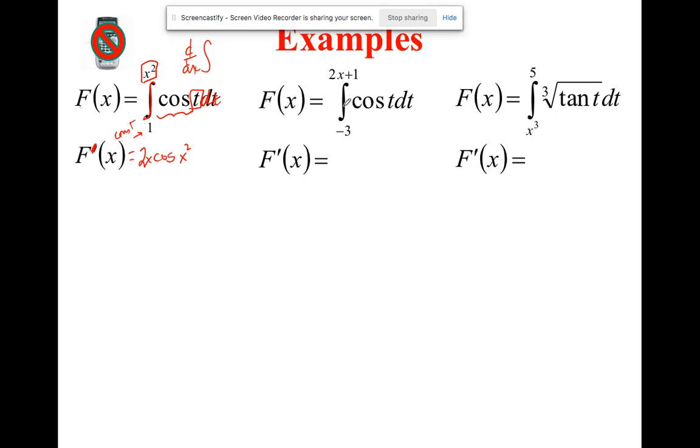Here's capital F as an accumulator. You want to take the derivative of an accumulator, so a derivative of an antiderivative. I've got a constant down here. I'm going to have to chain rule this because it's not just x. Copy over the integrand. Replace t with 2x plus 1. Spit out the derivative of 2x plus 1.